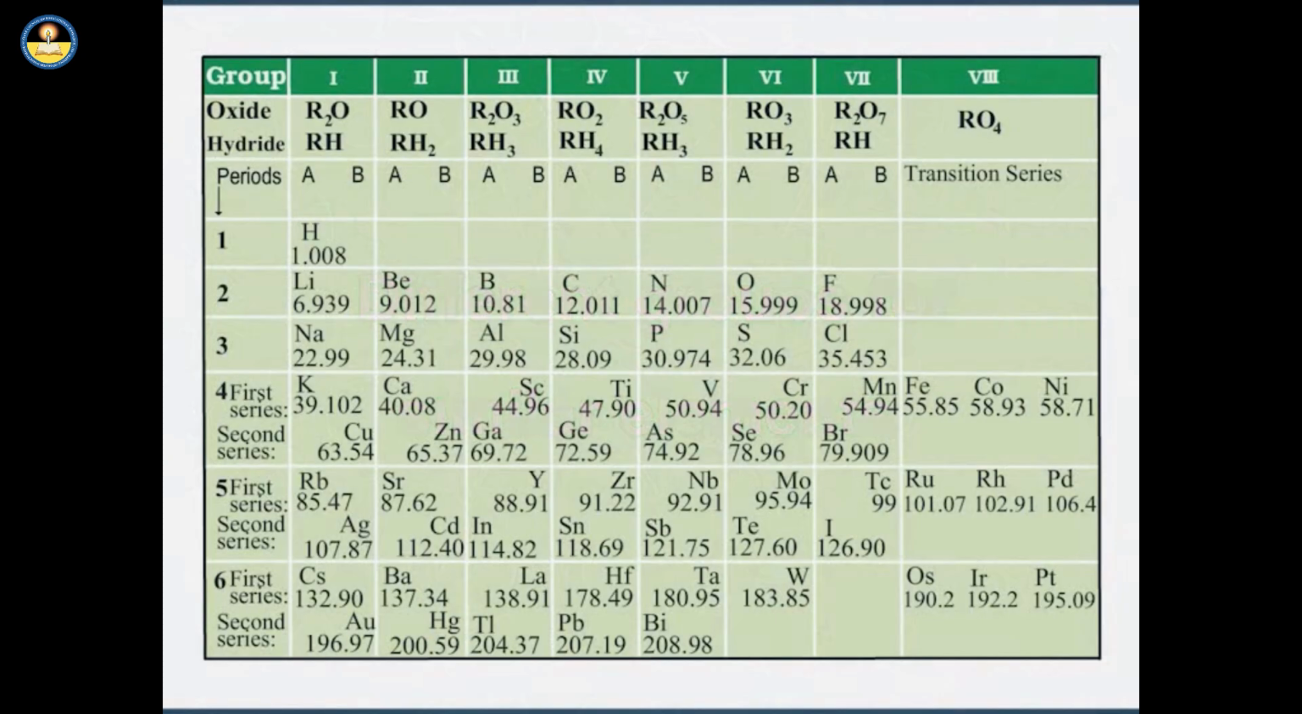Different groups for similar elements. In some cases, elements with similar properties have been placed in different groups. For example, both copper and mercury have similar properties, but copper has been placed in group 1B while mercury has been placed in group 2B.